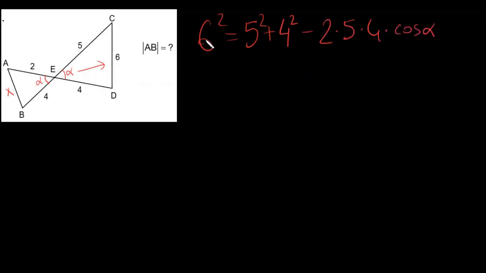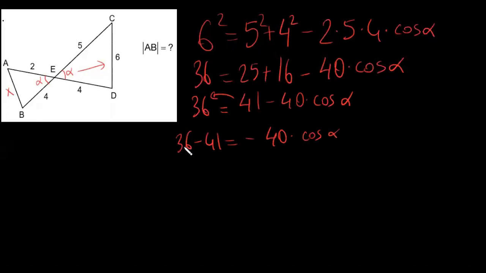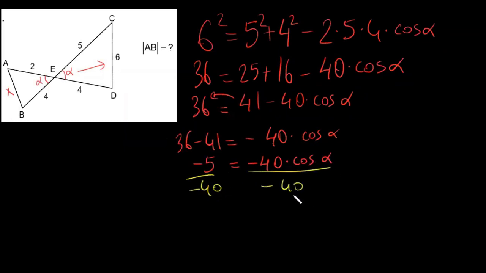cosine of alpha. This is 36. This is 25. This is 16, minus 2 times 5 is 10, times 4 is 40, 40 times cosine of alpha. So 36 is equal to 25 plus 16 is 41 minus 40 times cosine of alpha. 41 to the left: 36 minus 41 is equal to minus 40 times cosine of alpha. 36 minus 41 is negative 5, equal to negative 40 times cosine of alpha. We need to divide both sides by negative 40 to find cosine of alpha. Be careful, minus over minus will be plus.